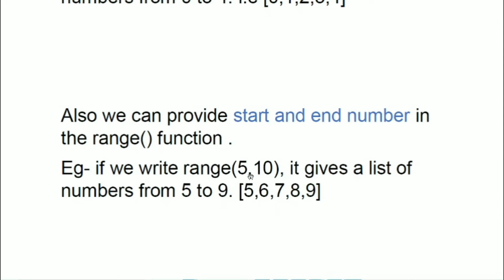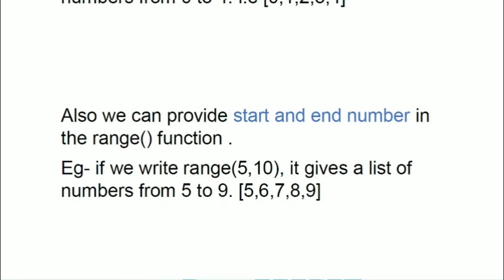Here the lower limit is 5, so the list will start from 5, and the upper limit is 10. So the last number of the list will be one less than the upper limit. So here the upper limit is 10, so we will get the list from the lower limit, which is 5, to 10 minus 1, that is 9. Also, one thing you can notice is that between any two consecutive numbers in the list the difference is always 1. That means the step size is always 1.